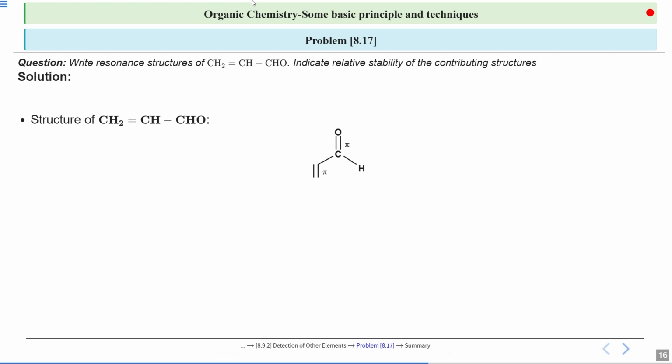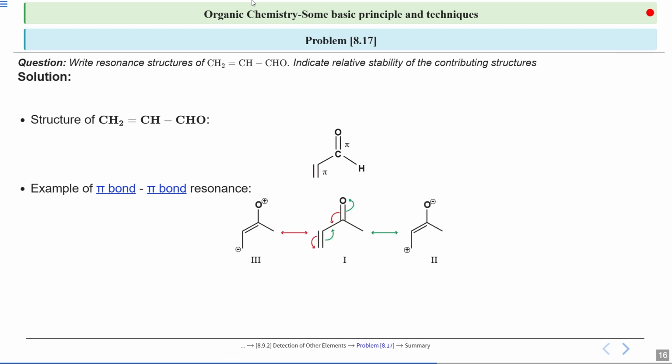Here is a visual representation of that same structure. Notice the arrangement of the atoms and the double bond. This structure is the starting point for understanding its resonance forms. Now let us discuss the concept of pi bond resonance. In pi bond resonance, the pi bond can delocalize electrons across the structure. This delocalization is key to understanding the molecule's stability. Here is a visual representation of how the pi bond resonance is occurring in the given molecule.